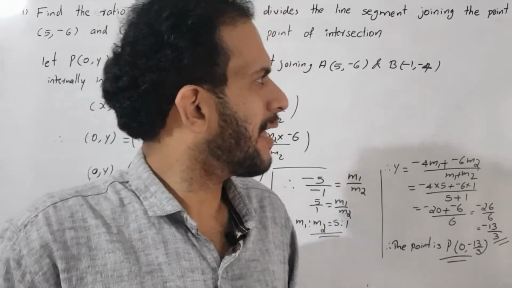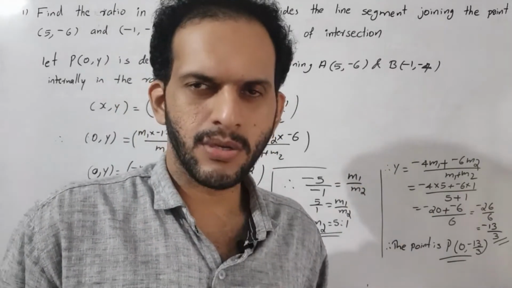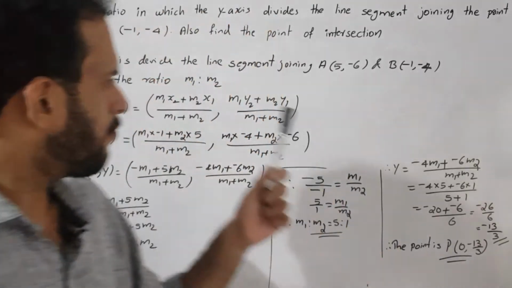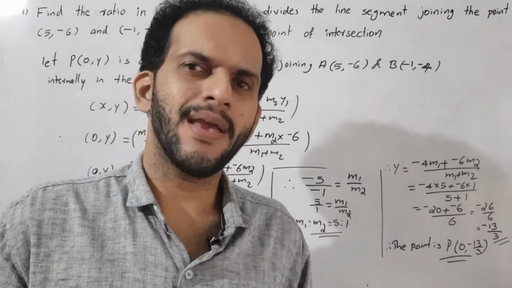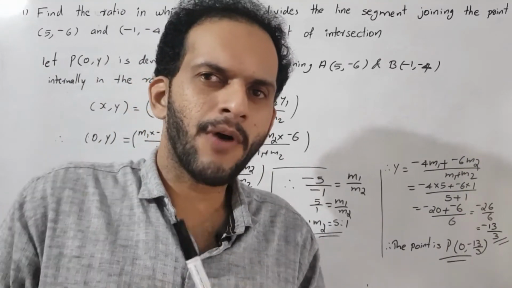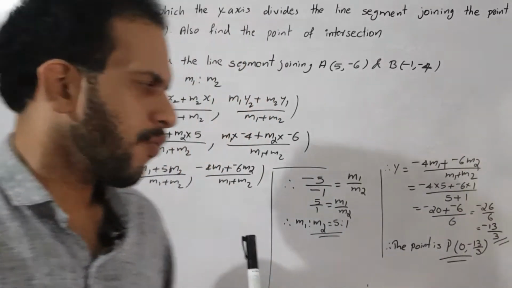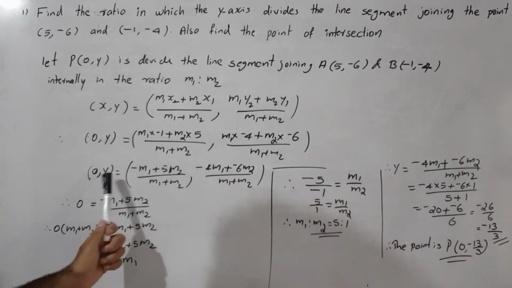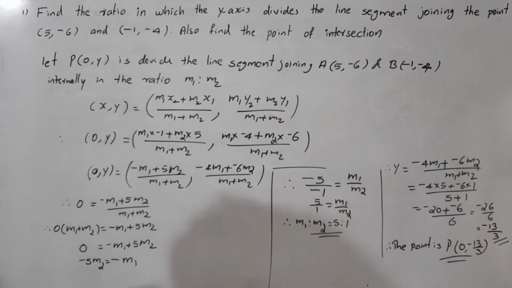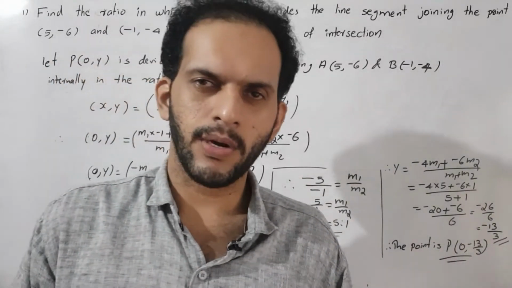If the x-axis divides the line segment like this, what is the change? Then the point will change as (x, 0). Okay, (x, 0). At that time, for finding the ratio, we take the y coordinates as equal. Here we chose the x coordinates as equal. There we choose the y coordinates as equal. That's the only difference. Okay.